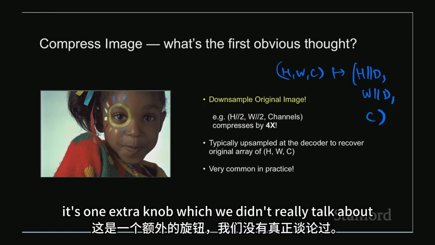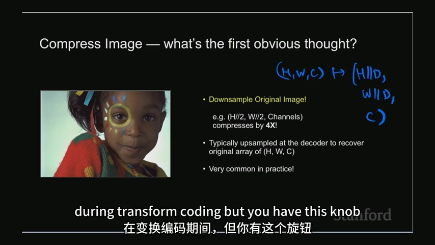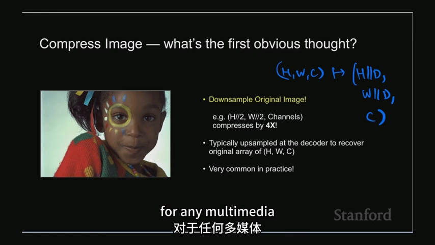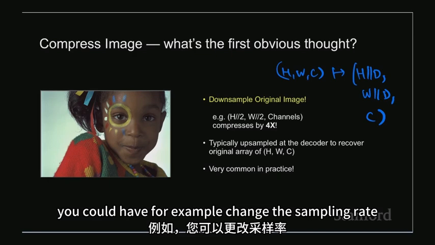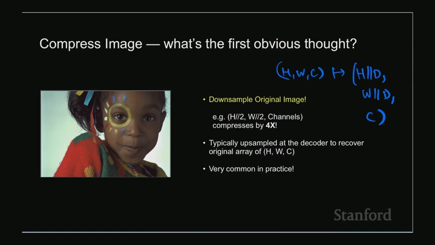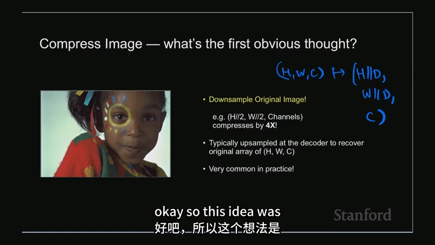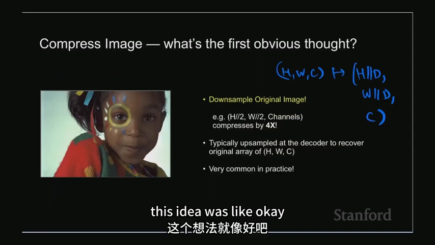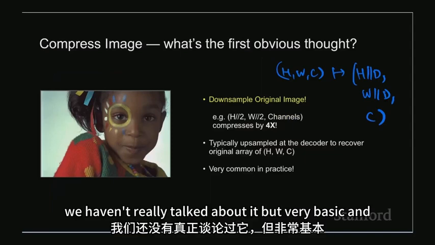So it's one extra knob which we didn't really talk about during transform coding, but you have this knob when you are building these rate distortion trade-off curves for any multimedia. Similarly, for audio, you could, for example, change the sampling rate, things like that, right? So you always have that option. So something to keep in mind. Okay, so this idea was very basic and simple.